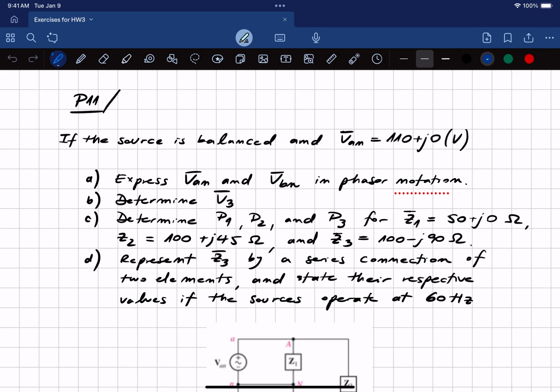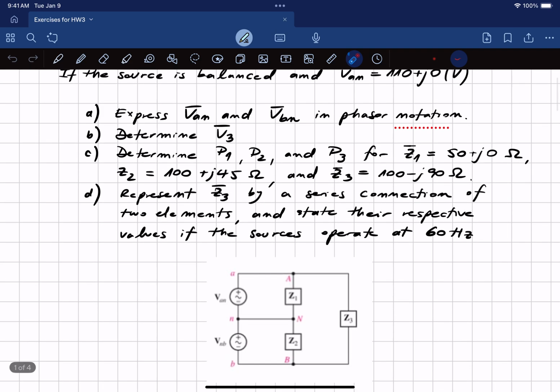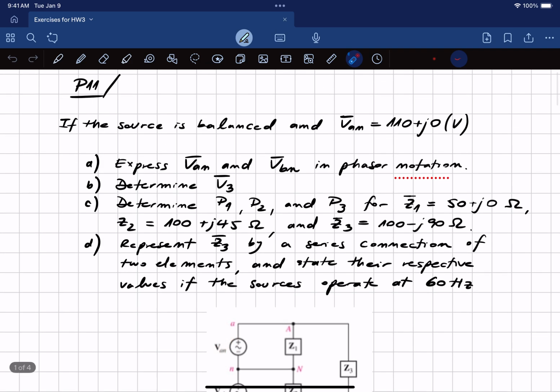Hello, everyone. Welcome to this third series of videos related now to Chapter 12, three-phase systems. We're going to solve two exercises today. First one is problem 11. It says, if the source is balanced and VAN, which is the phase voltage, essentially this voltage, is 110 plus 0j, meaning 110 angle 0.